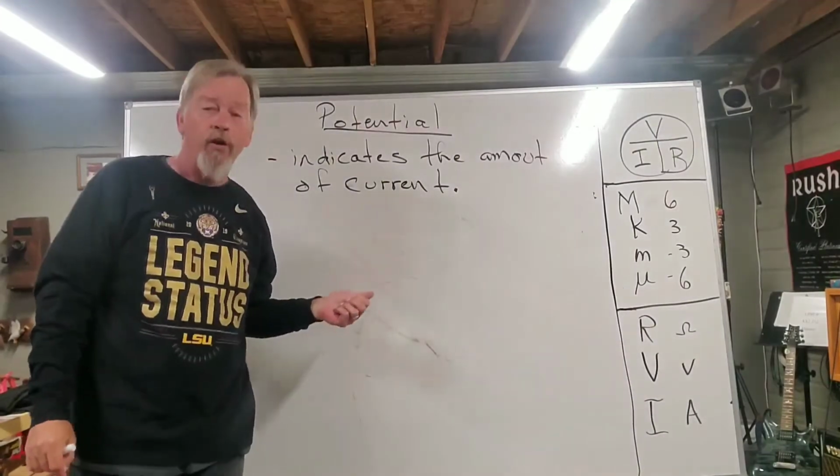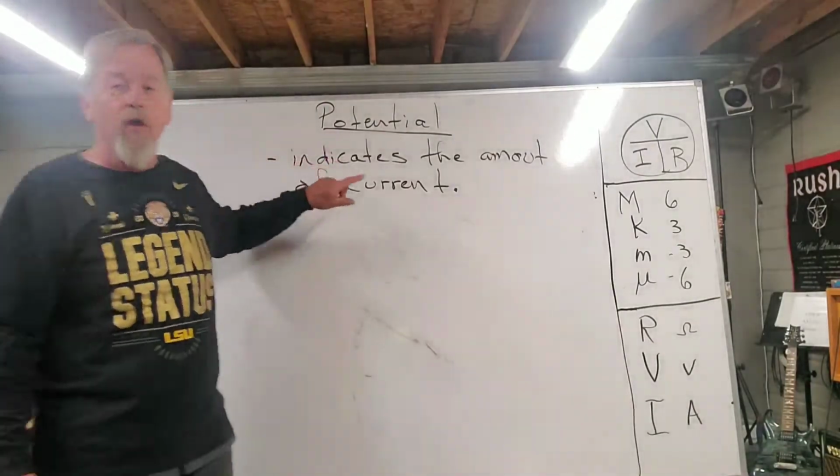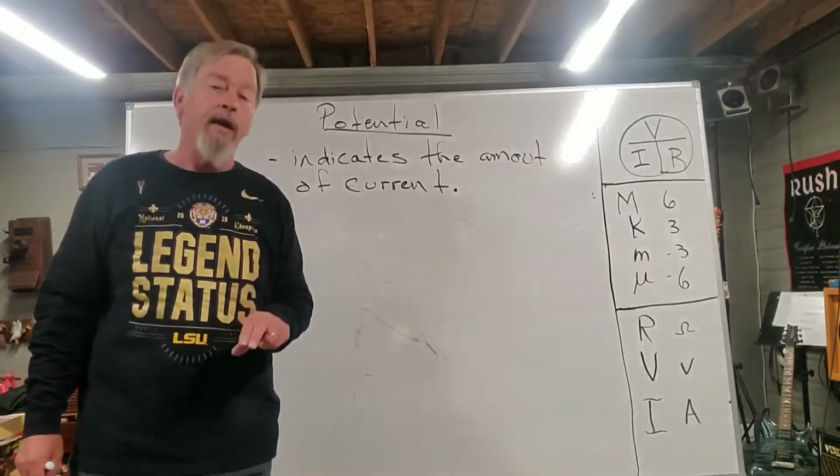So potential indicates the amount of current, and because we learned that negative electrons are repelled from negative and attracted to positive, my current flow direction is always negative to positive. So the direction of current is determined by the polarity of that measurement.